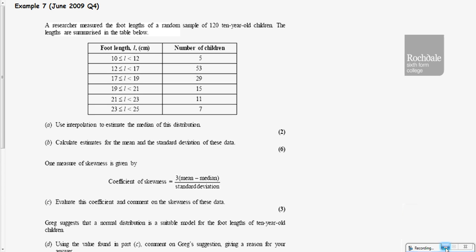Representing data. This is the examination question from June 2009. It was question 4. Apparently, the researcher in this example has measured the foot lengths of a random sample of 120 10-year-old children, and the lengths in centimetres of their feet are given in this table here. Number of children is also given. It asks us to use interpolation to estimate the median.